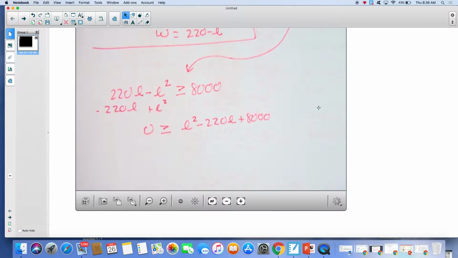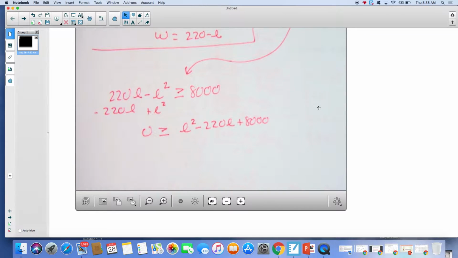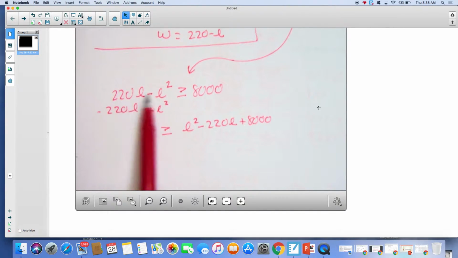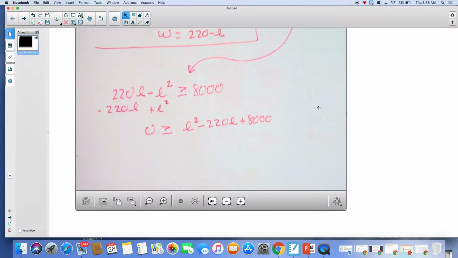Here's where this nice graphing calculator comes into play. This won't factor, so you'd have to use the quadratic formula. But let's get this calculator out. Let's put this in. Why did you get the plus 8,000? I subtracted and added these over to this side. Well, I didn't want to have a negative in front of the L squared. So L squared minus 220L plus 8,000.